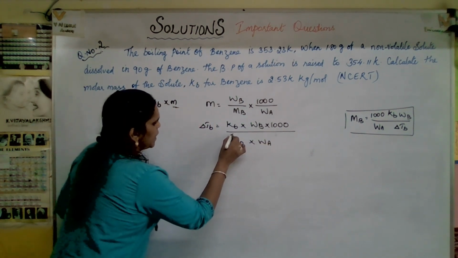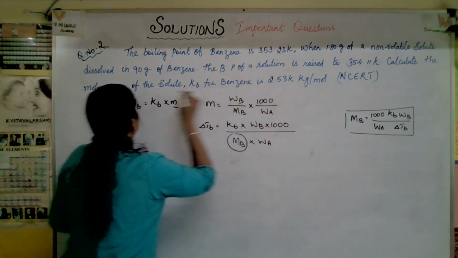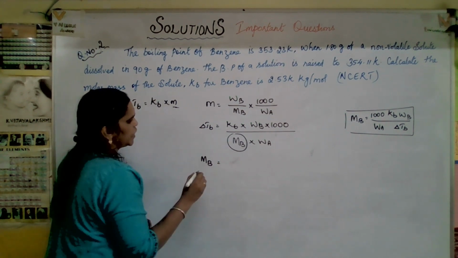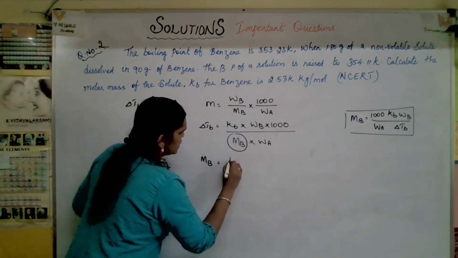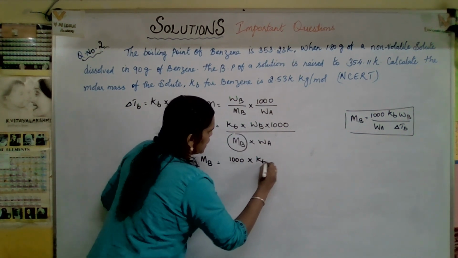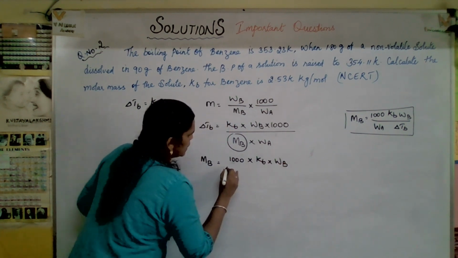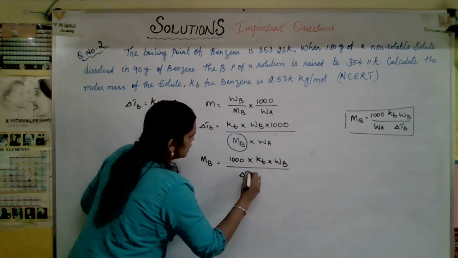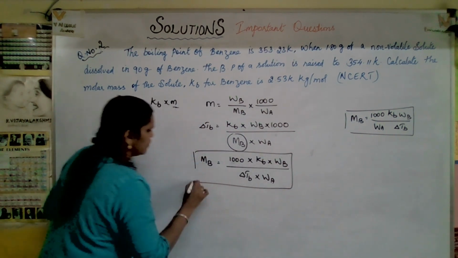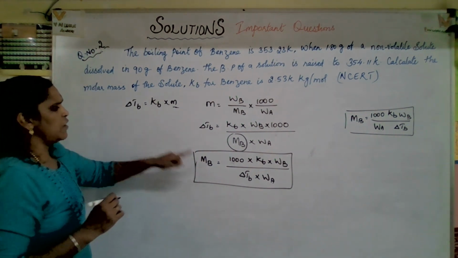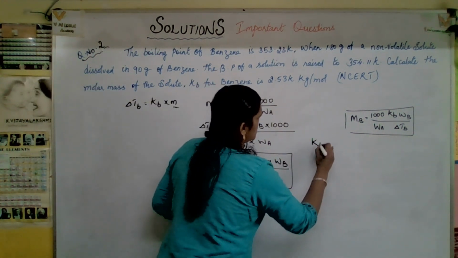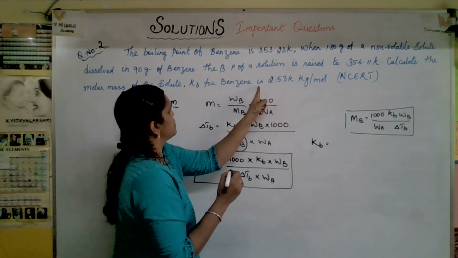Okay, now here only MB we have to find out, because here it is the molar mass. So MB we just bring out. MB equal to 1000 into KB into WB divided by delta TB into WA. So this is the formula we have to apply. Now in this formula, we have to apply KB for this benzene.